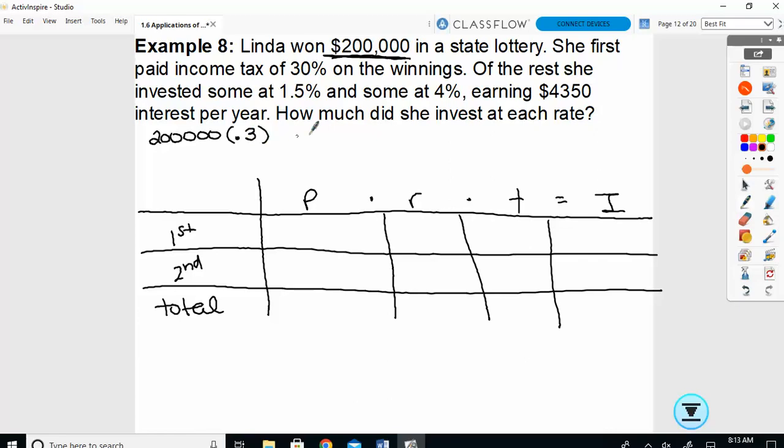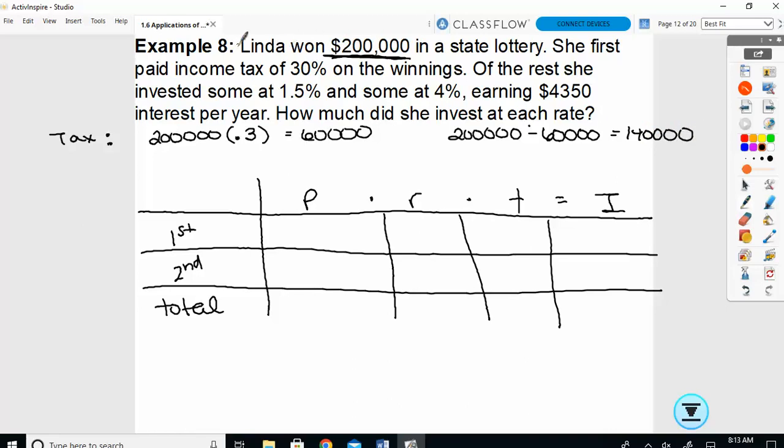If you multiply it by 0.3, what do you get? 60,000. Then that would be the amount of tax she paid. So you have to subtract it from the 200,000, which is 140,000. The alternative is you could just take it times 0.7 to begin with. If she paid 30%, she kept 70%, and you get the same thing.